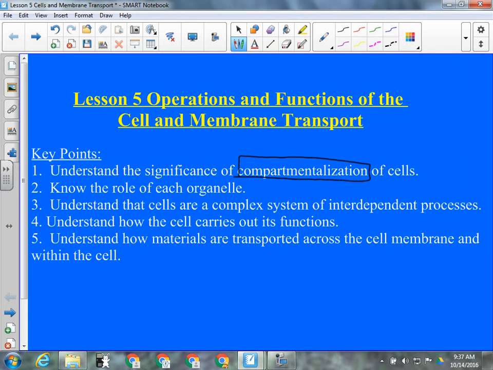Know the role of each organelle and understand that cells are a complex system of interdependent processes. Don't confuse that with independent. Independent means they just do their own thing and don't depend on anyone else. Interdependent means they are crucially dependent on each other. Every process within your cell is dependent on another process within your cell. That's what interdependent means. And understand how the cell carries out its functions. So we'll talk a little bit about transport as one of the functions, but obviously that's going to be point number 5.